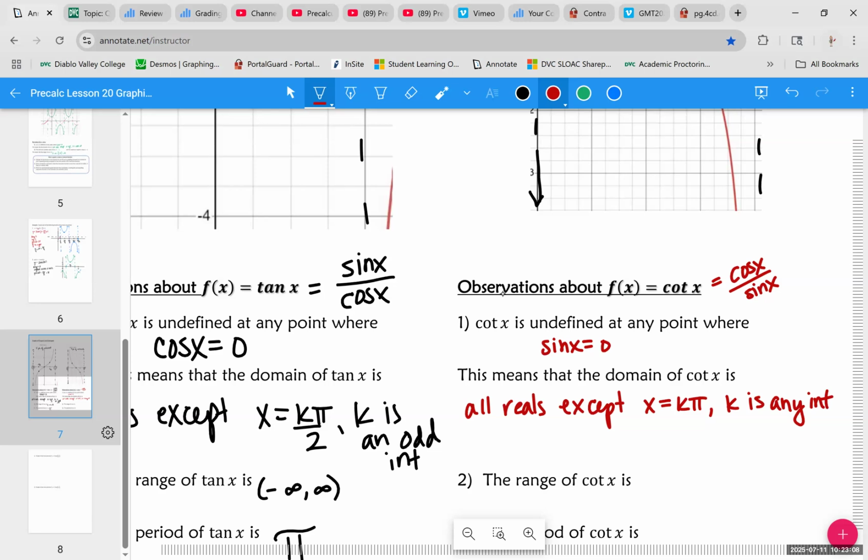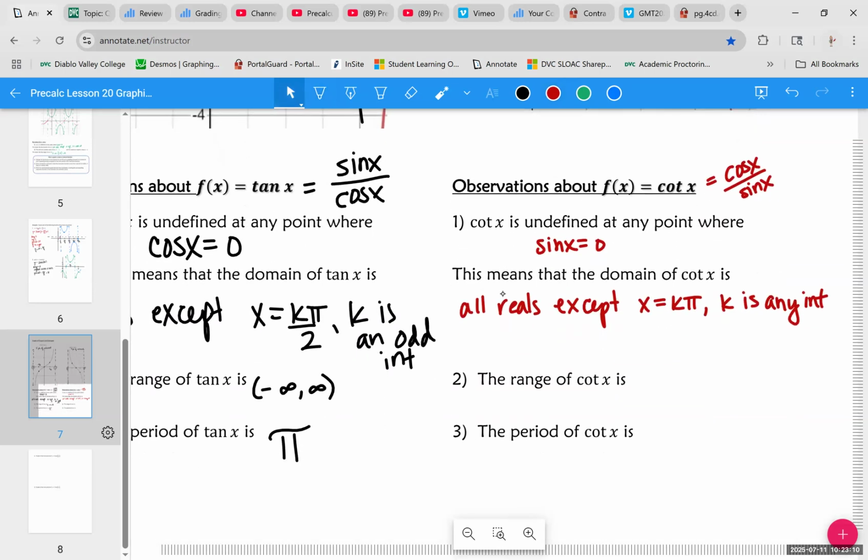The range is the same and the period is the same. So for tangent and cotangent, they're hitting all of those y values and they're clocking one cycle in a distance of pi.